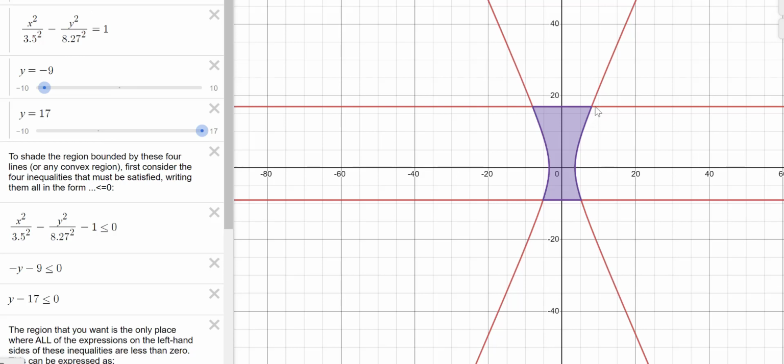Now, if we take a look at some points on this curve, we are seeing that value 8, 17, and then the other one here, which is negative 8, 17. And then our minimum diameter here is the 3.5 and the negative 3.5. And then our lower edge of that drum is down below the x-axis by 9 units.